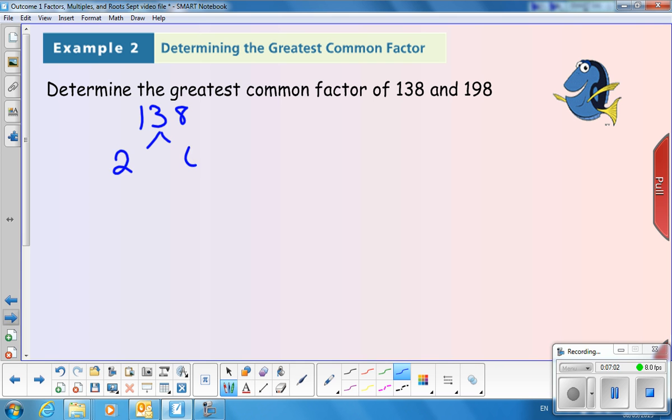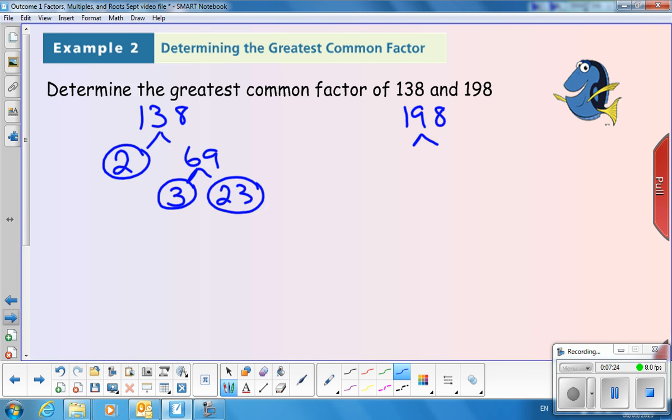So 2 times 69. 2 is prime. 69 is divisible by 3, so 3 times 23. 3 is prime, and so is 23. Now I'm going to prime factor 198.